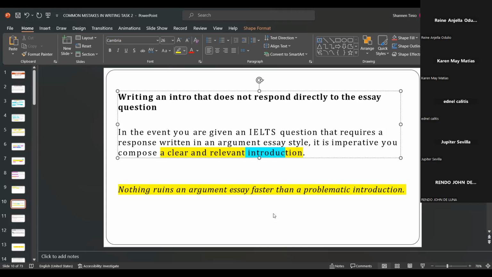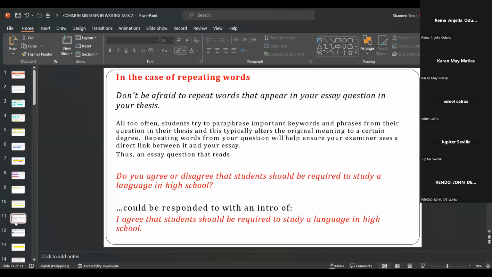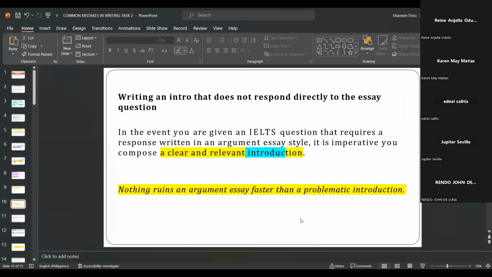Sa introduction, hindi mo ibibigay lahat ng powerful info and facts. Sa introduction, unti-unti mo lang ipapakilala. So in Tagalog, introduction is about pagpapakilala. Alright? You're trying to introduce a certain subject. So, introduction is highly, highly important. Okay. Any questions about introduction?